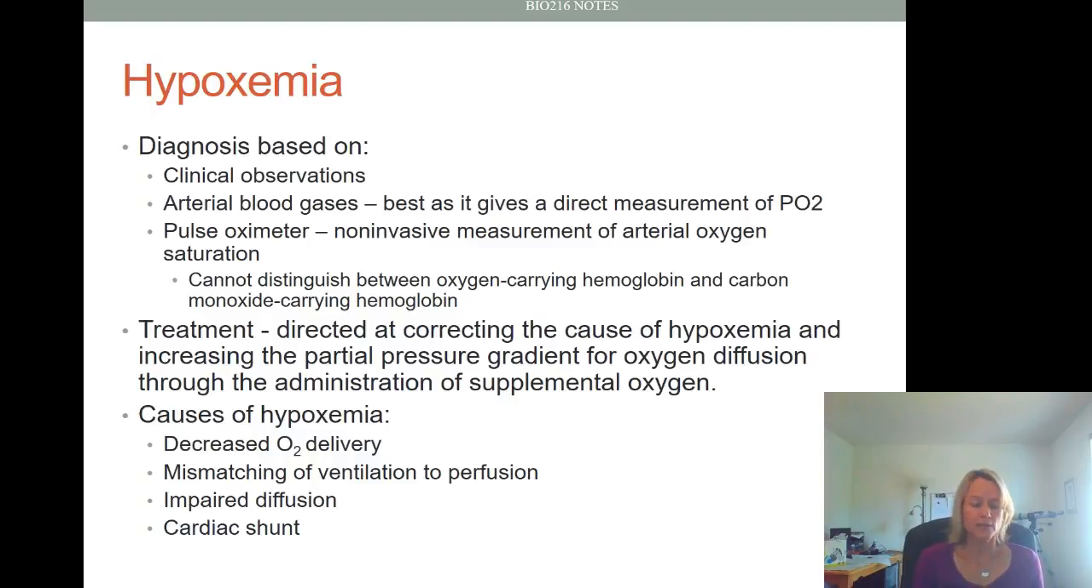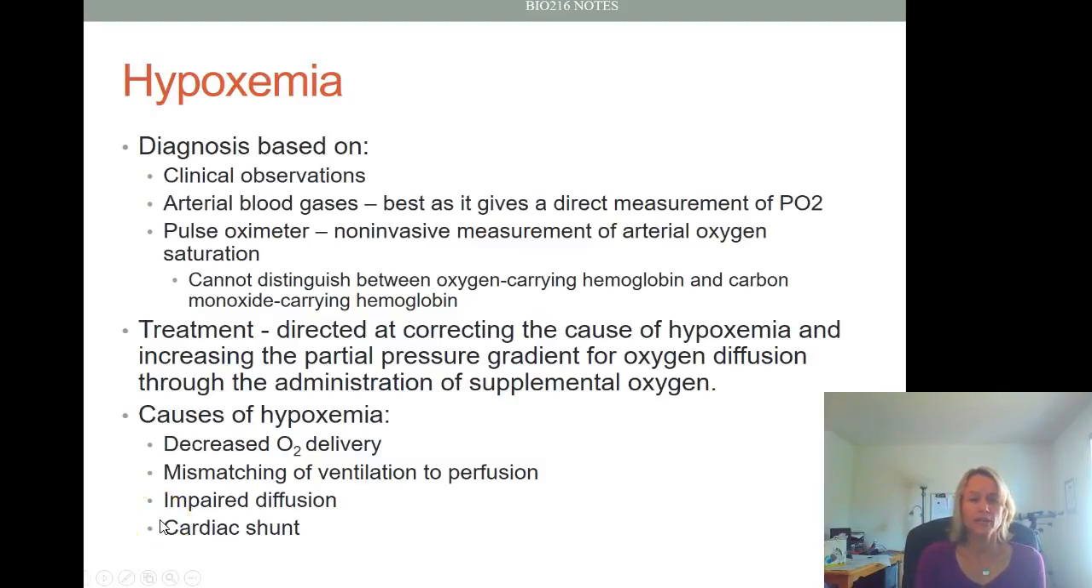Pulse oximeter, we just put a little pulse ox on your finger, and that's a non-invasive way to measure arterial oxygen saturation. However, it can't distinguish between oxygen carrying hemoglobin and carbon monoxide carrying hemoglobin. So in smokers, for instance, we could get a higher result than is actually accurate.